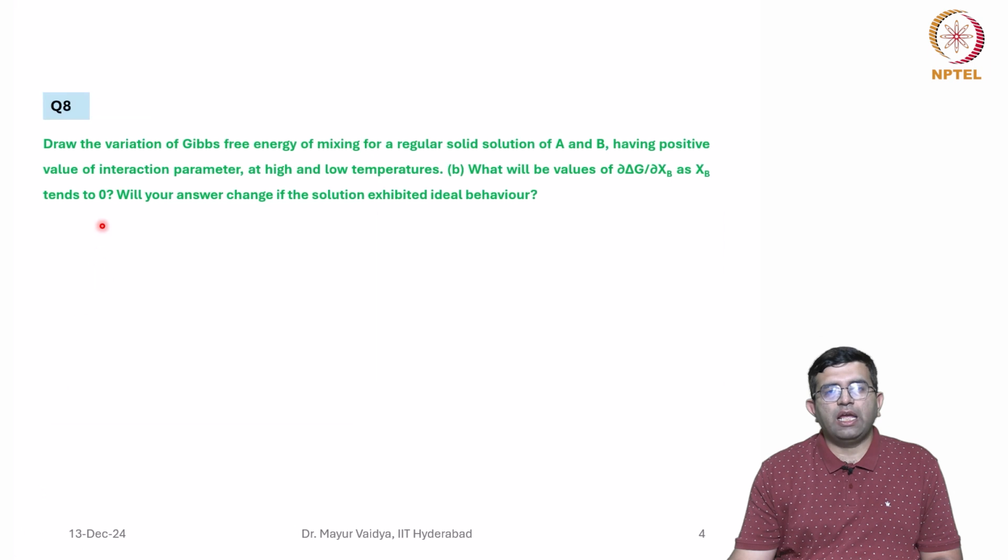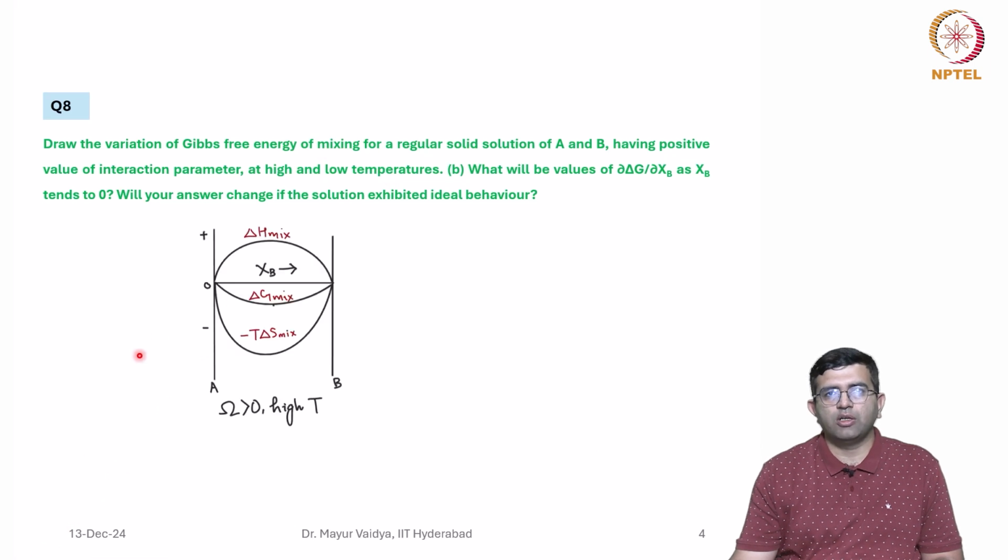Now, question number 8: draw the variation of Gibbs free energy of mixing for a regular solid solution of A and B having a positive value of interaction parameter at high and low temperature. What will be the value of ∂ΔG/∂XB as XB tends to 0? Will your answer change if the solution exhibited ideal solid solution behavior?